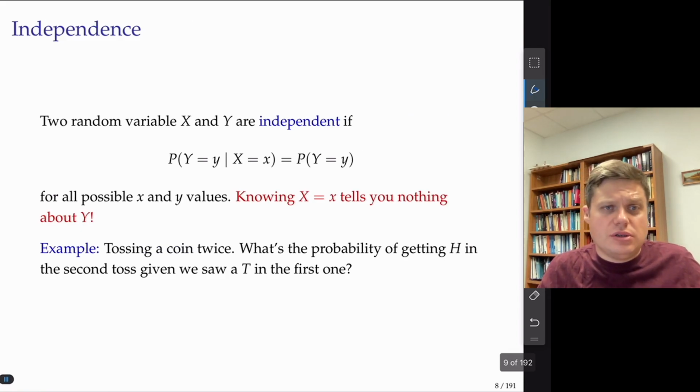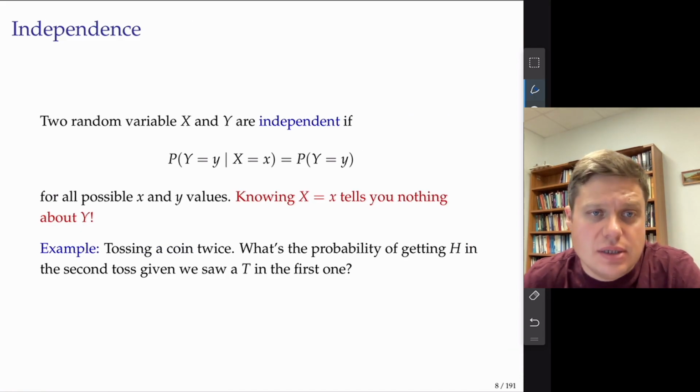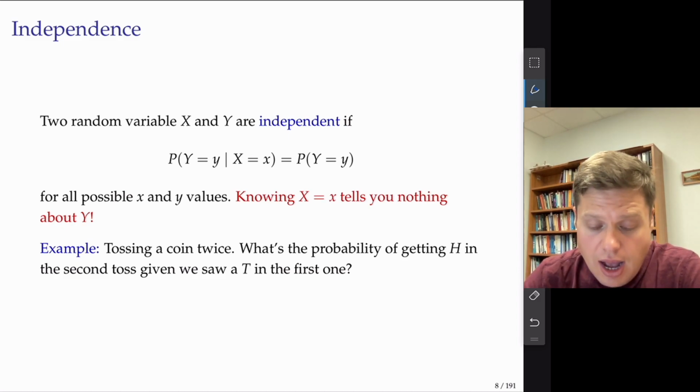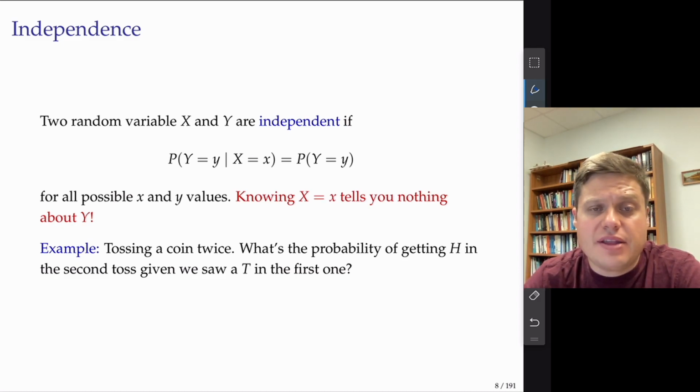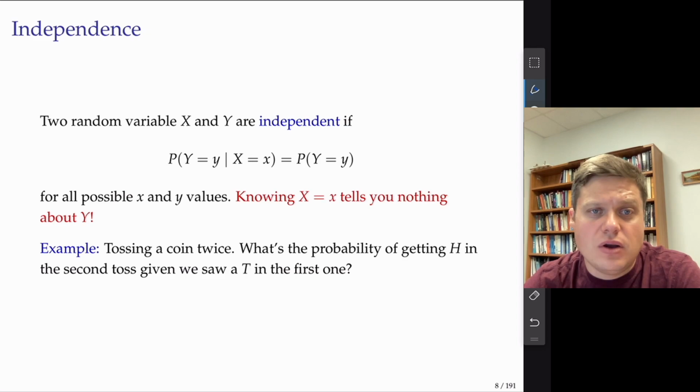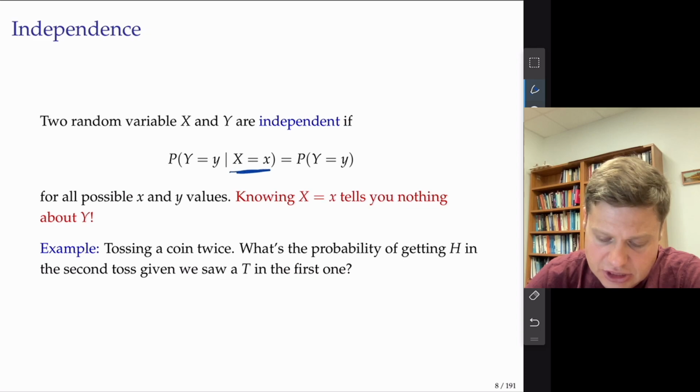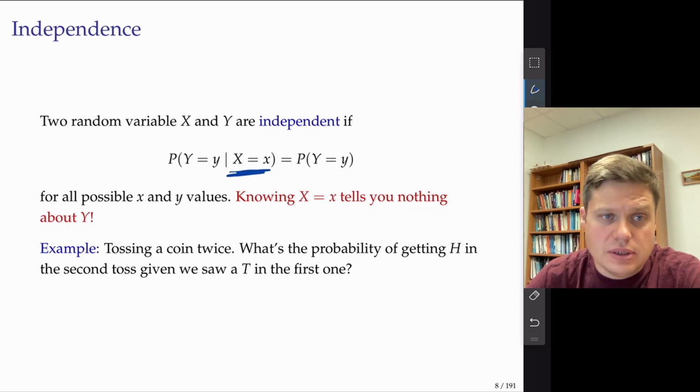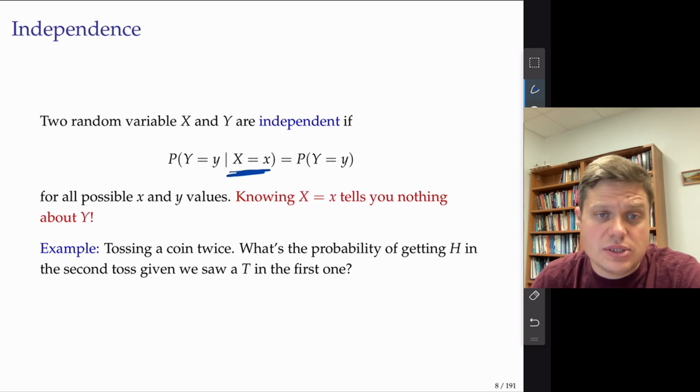Now let's talk about the notion of independence. We say that two random variables x and y are independent if knowing anything about x doesn't tell us anything about y. In other words, the probability of y given x is just the probability of y. So this conditional doesn't say anything about y. For example, tossing a coin twice: if you get heads on the second toss, it doesn't tell you anything about the probability of observing tails on the first toss. Those are two independent events.